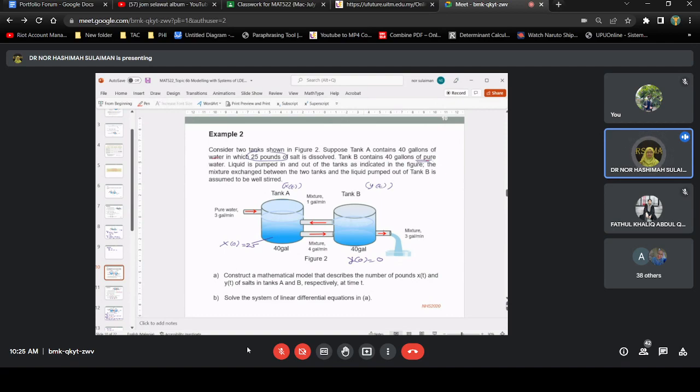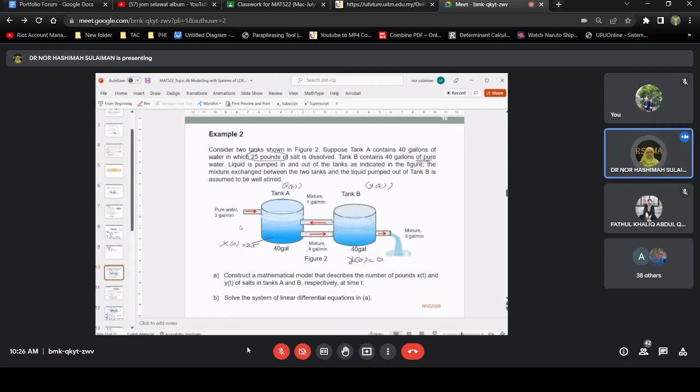Okay, now for tank B, the tank B contains 40 gallons of pure water. Dia kata pure water. Alright, maknanya kalau pure water, apa yang awak kata tentang jumlah, what would be the initial amount of salt in tank B? 0. Why is it 0? Because there's no salt present initially in tank B. So we set the initial condition to be y at t equals to 0 equals to 0. Remember kita define kat sini dalam ni x to be the amount of salt that is present in tank A and the y(t) represent the amount of salt that is present in tank B.